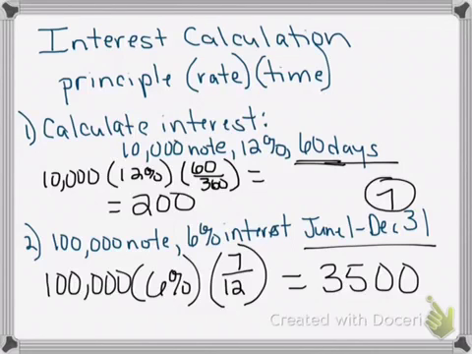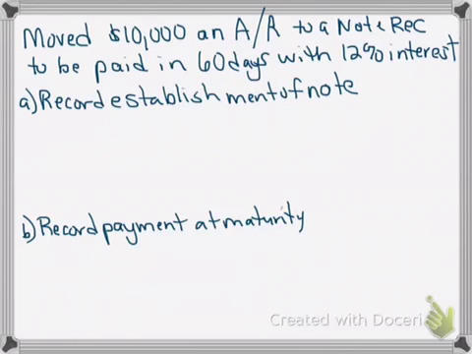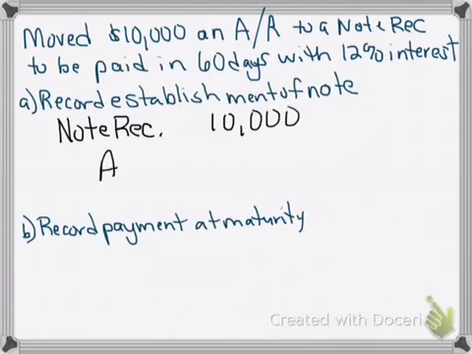Now, where does this come into play? Well, one place it can is, let's say we have an accounts receivable and we're moving it over to a note receivable because they can't pay us right now, and it's going to be paid in 60 days, but we have a 12% interest rate on this particular note receivable. So in order to establish this note receivable, we are going to increase our note receivable account. Now remember, that's an asset. We increase assets on the left side as a debit. So that's the $10,000. And we're going to be decreasing our accounts receivable account, because we are moving it from an accounts receivable to a note receivable.